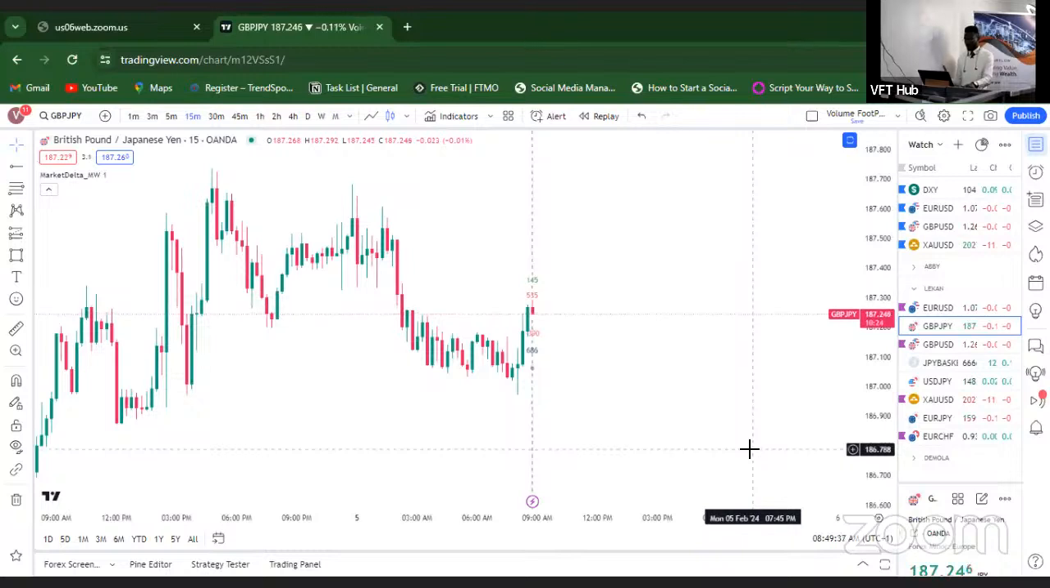And make sure you see your entry pattern in the market before executing. Make sure you see your entry pattern. If you don't see your entry pattern, there's no business executing anything. Is that clear now? All right.